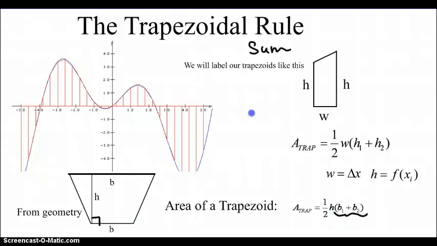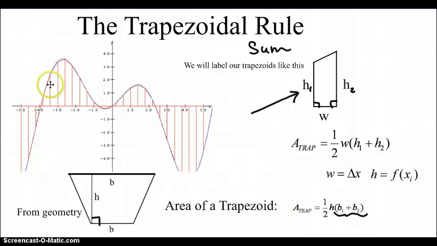Our trapezoids are going to be labeled like this. It's just like we turned our rectangles up on edge. Our trapezoids are going to have these flat sides here, and instead of our height being this distance, we're going to call it width, and then we're going to have the sum of our heights. We'll have height 1 and height 2.